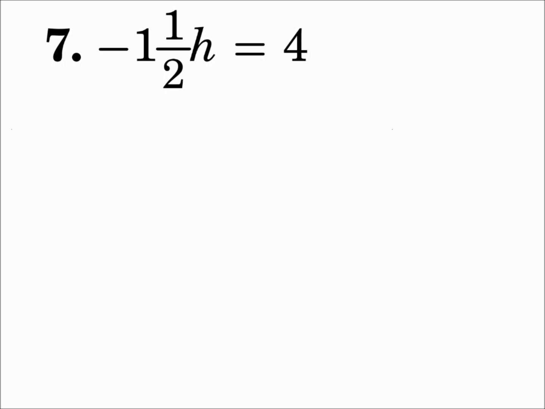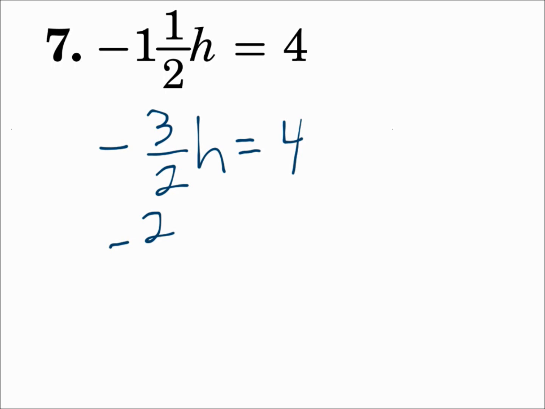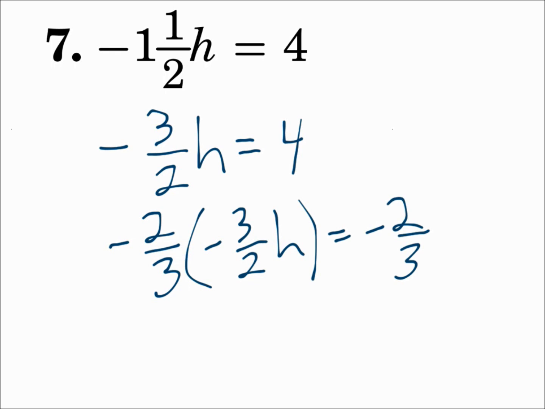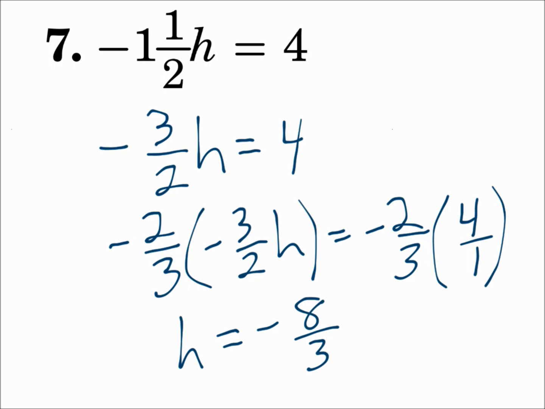Number 7. Negative 1/2h equals 4. Well, first turn negative 1/2 to an improper fraction, which is negative 3/2. And then to get rid of the fraction, remember multiply both sides by the reciprocal, which is negative 2/3. You can put the 4 over 1 if it'll help you multiply on the right. Negative 2/3 times negative 3/2 is 1. 1h is h. That's why it cancels out. And negative 2/3 times 4 is negative 8/3.